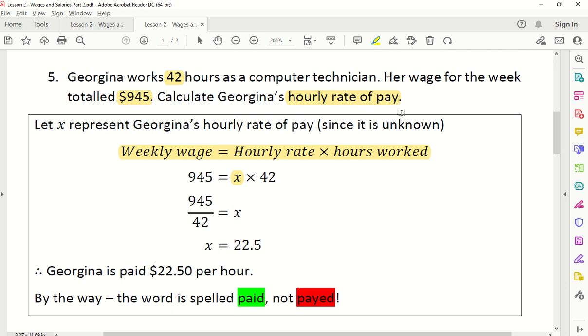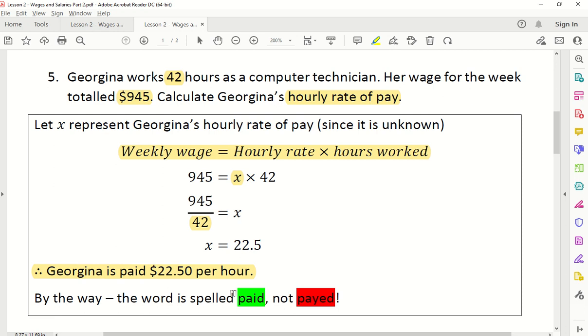So you'll note here I have defined my variable. Let x represent Georgina's hourly rate of pay, since we don't know what it is. Look, you could use a question mark, you could write hourly rate, but we are in grade 11 now. Let's use an algebraic variable. So we know something multiplied by 42 gave me 945 because she earned $945 for 42 hours worth of work. So how am I going to get this 42 over to the other side of the equal sign? Well, opposite of multiply would be divide. 945 divided by 42 gives me x. x is equal to 22.5. So Georgina is paid $22.50 per hour.